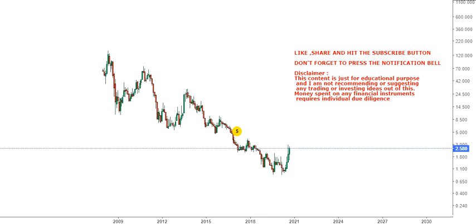Friends, in this video we are going to discuss Rene Solar Limited, and what you can see here is a long-term chart. The first thing you need to look at is that the stock has been going down since 2008. So there is a 12-year downtrend.